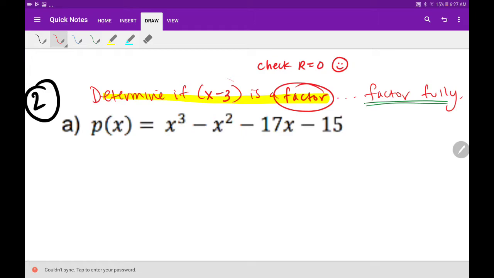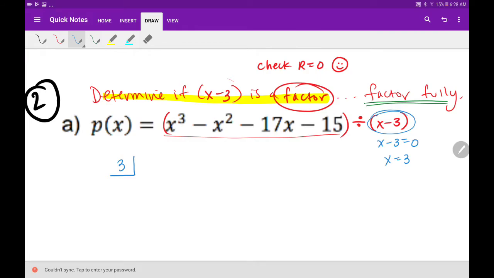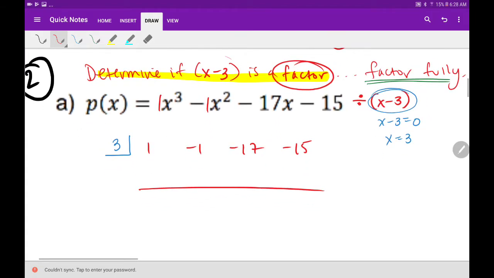So I don't know about you, but anytime I'm given the option of doing long division or synthetic division, I always like to do synthetic division. It's just easier, way easier for me. So I'm basically going to do p of x, which is this whole thing, divided by x minus 3 to check if it's a factor. So for synthetic division, we're going to take our divisor, the thing we're dividing by, set it equal to 0, and that's the number that goes in our box. Now my coefficients are 1, -1, -17, and -15.